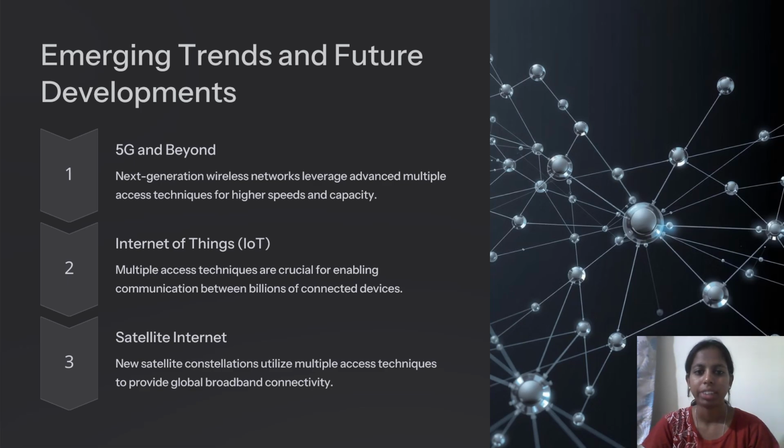Now let's see emerging trends and future developments. The first one is 5G and beyond. Next generation wireless networks leverage advanced multiple access techniques for higher speeds and capacity. The second is the Internet of Things, the present and future, where present trends are mainly concentrated. Multiple access techniques are crucial for enabling communication between billions of connected devices. The third one is satellite internet. New satellite constellations utilize multiple access techniques to provide global broadband connectivity.